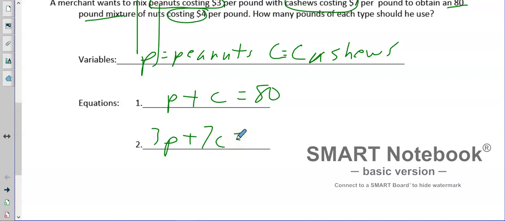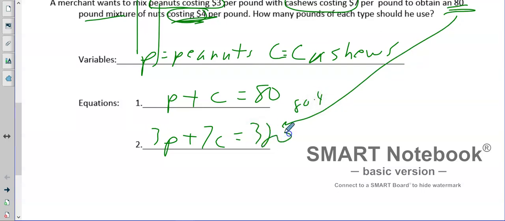What is the total cost for the mixture? Okay, it's not $4, right? It's $4 per pound for an 80-pound mixture. So we have to multiply those numbers. So this number right here is going to be 80 times 4, which is 320.